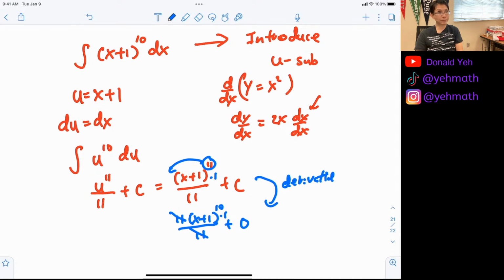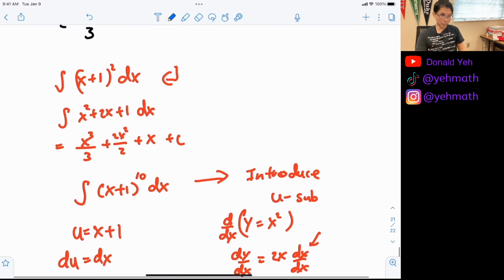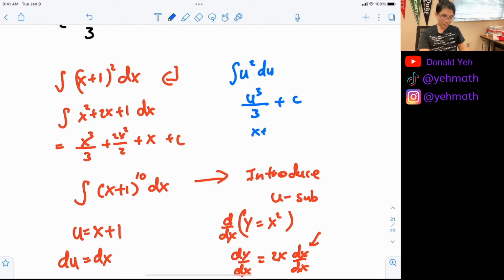Question about this? Wait, then why did we have to expand from what we did before? We could do it this way. You can do u squared du, and that's equal to u cubed over 3 plus c. And u cubed is going to be (x plus 1) cubed over 3.